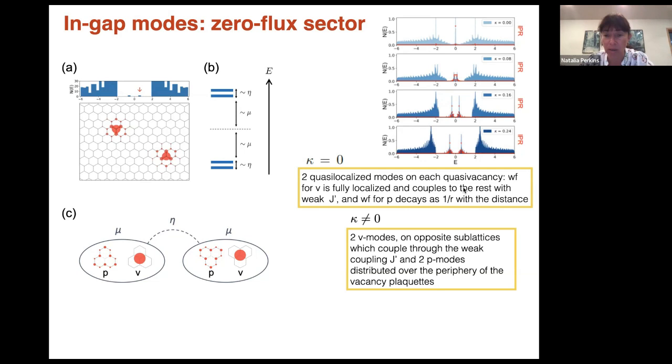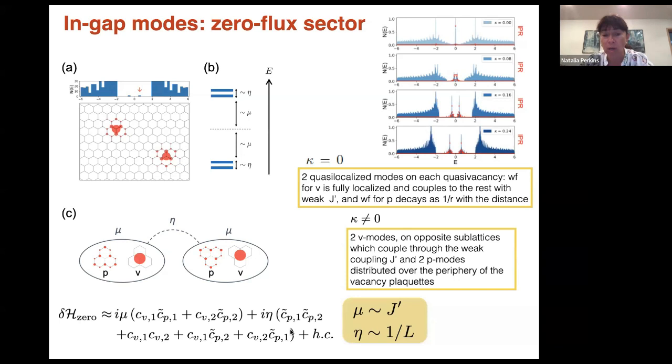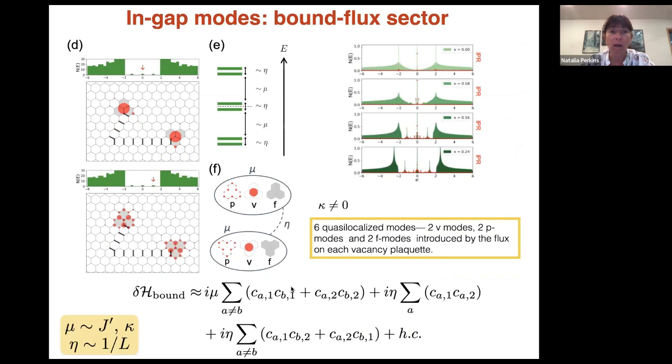Okay, so this is basically the minimal model, and we can write this model because all these modes are quasi-localized. So when the gap is rather large, we can write this simple toy model which describes the behavior of the in-gap spectrum. And when we have a bound flux sector, as I said, in this case, we have this additional mode, and this additional mode, even when kappa is growing, still gives us states around energy equal to zero. And these states really contribute to the thermodynamic quantities like specific heat.